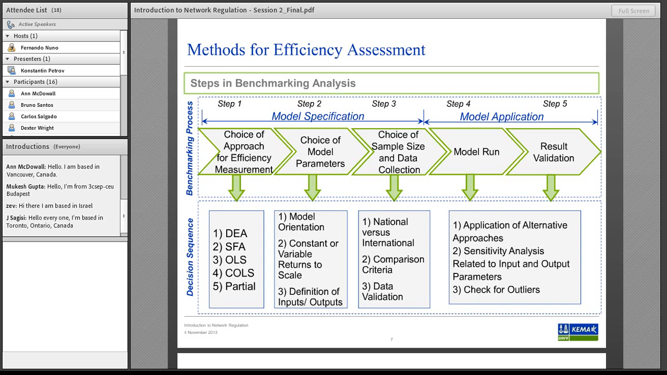Now we go to the next big block, model application. That's step 4 and step 5. In this case, it is related to calibrating the models with the data which has been collected and checked, then running the different specifications, and then also looking at the results. Looking at the results also incorporates sensitivity analysis, checking for the robustness of the results if we change the specification of the model, the different input-output parameters, or the scale assumptions.